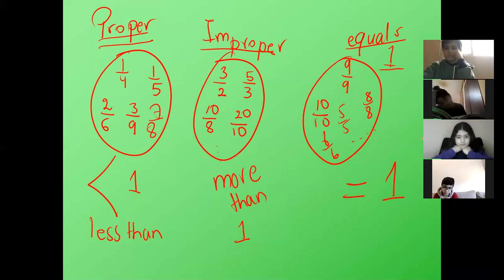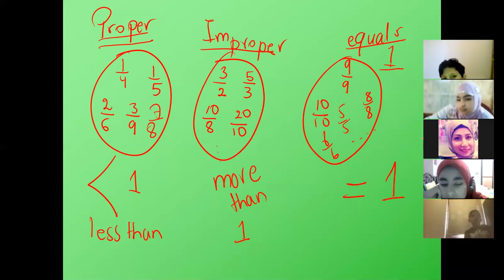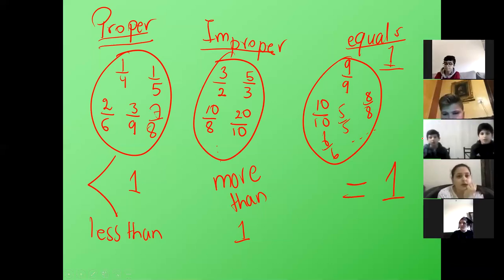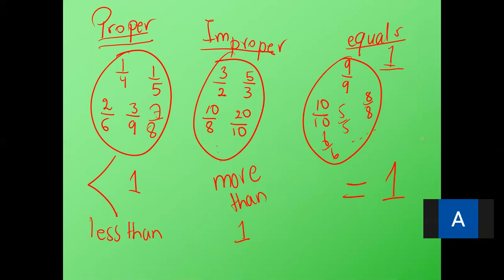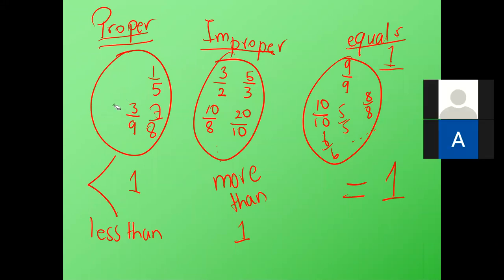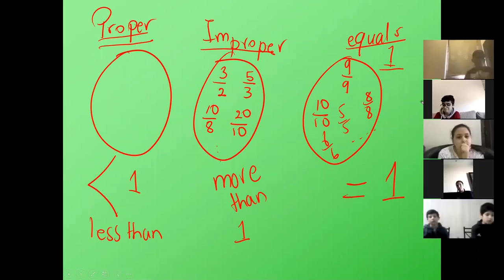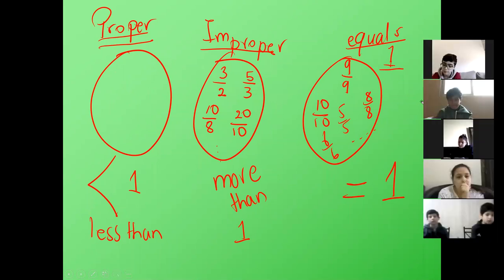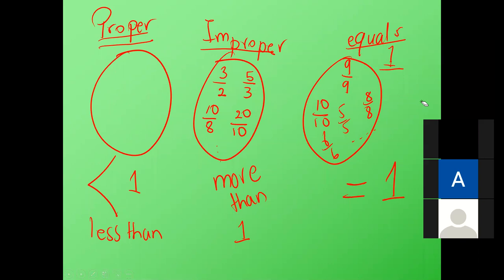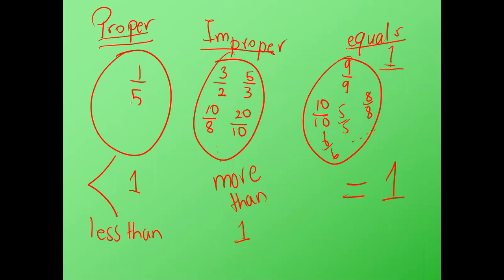Okay? Let's repeat. How many types of fractions do we know? Three types. Proper, improper, and equal to 1. Adam Zaytoun, repeat. What do I mean by proper fraction? The proper fraction is the one whose numerator is less than the denominator. Less than 1. Give me an example of a proper fraction. 1 over 5. Bravo. So proper fraction is one whose numerator is less than the denominator. Less than 1. Bravo, Adam.